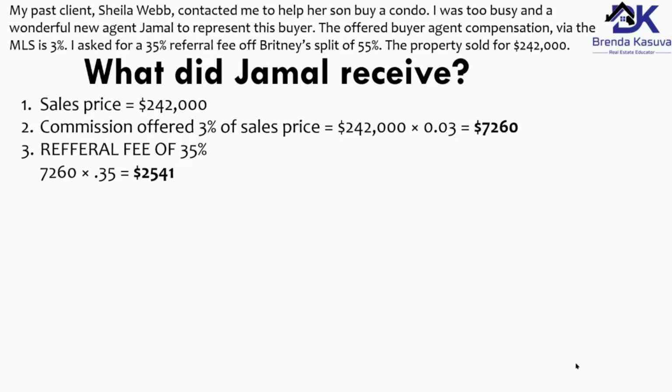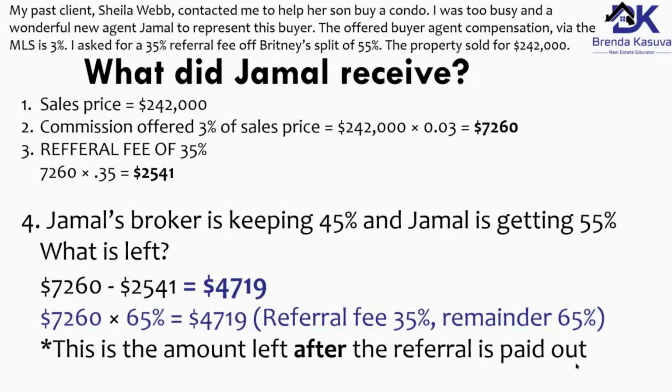Once the referral fee is paid out, which again, reminder, $242,000 times 3% is the received compensation by the broker of $7,260. Referral fee has been taken out, and the referral fee is $2,541. What is left? So Jamal is receiving whatever is being received, which is the $4,719. Jamal's broker is keeping 45%. Jamal is getting 55%. So what is the amount that is being paid out? This is where we're getting to figure out what Jamal is going to get. Now again, I got here because we had to take out the 35% from the received compensation on a 3% transaction.